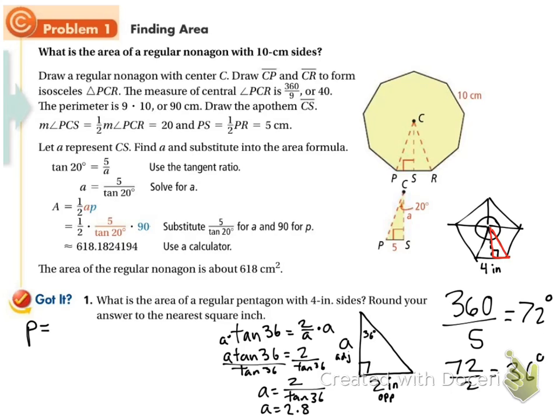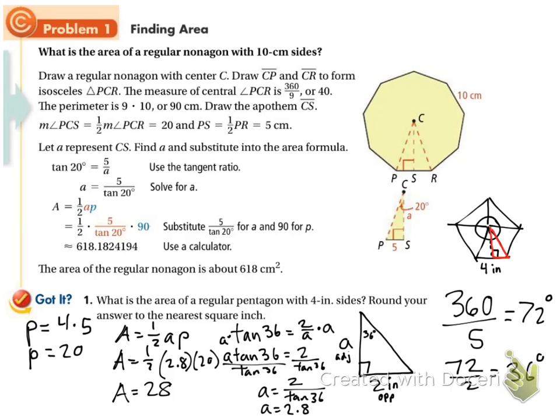Okay, so now I've got my apothem, I've got my side length, so I can find my perimeter, right? That's side length times the number of sides, so 4 times 5, right? Side lengths are 4 inches, there's 5 sides to a pentagon. So our perimeter is 20. Now I can plug it into A equals 1/2 AP. A is equal to 1/2 times 2.8 times 20, which if we do that on a calculator gives us 28. And our unit was inches, so inches squared.